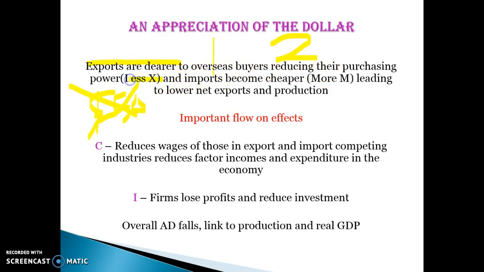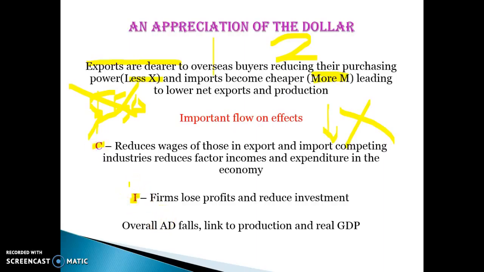So exports, X, goes down considerably. And imports become cheaper, and therefore we import more, leading to lower net exports: higher imports, less exports, and therefore lower production, because we're buying things from overseas and we're not selling as much to overseas countries. So not only does it lead to a reduction in X, and that's where you would start your answer, it also has flow-on impacts. The flow-on impacts are that it can reduce consumption and investment expenditure.